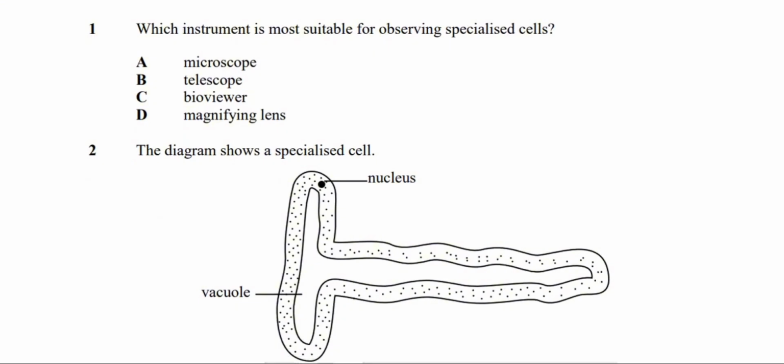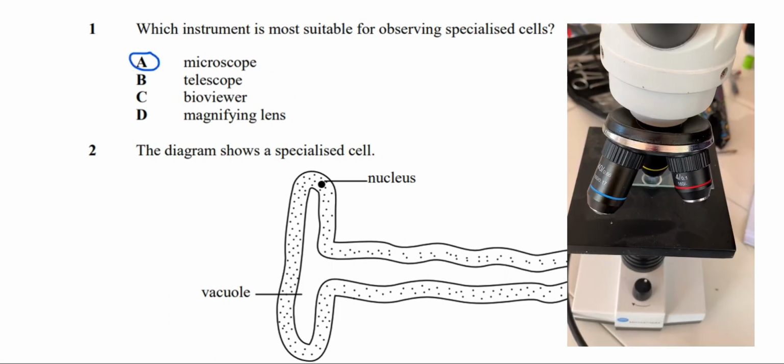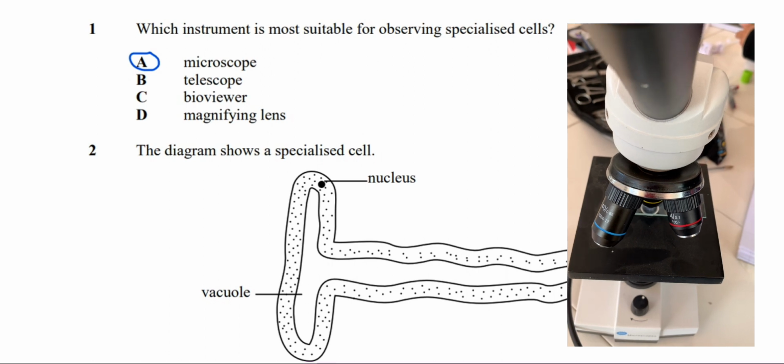So let's start. Which instrument is most suitable for observing specialized cells? Obviously, for viewing cells, we need a microscope. A telescope is for viewing stars and distant objects.